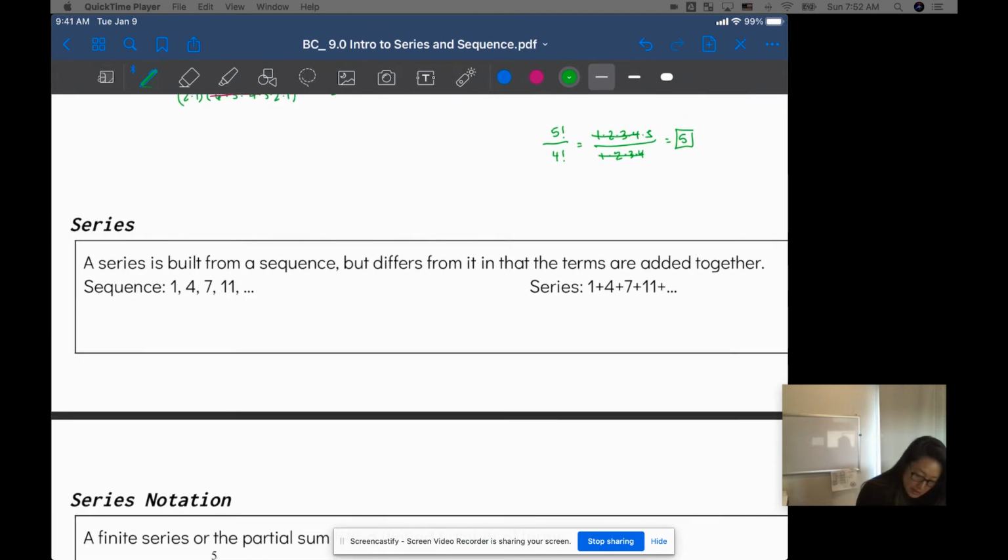All right, series. A series is a sequence that is added together. So all we do is take our sequence, our ordered list, 1, 4, 7, 11, and we add them up. 1 plus 4 plus 7 plus 11. Okay, so a series is when we add up a sequence.